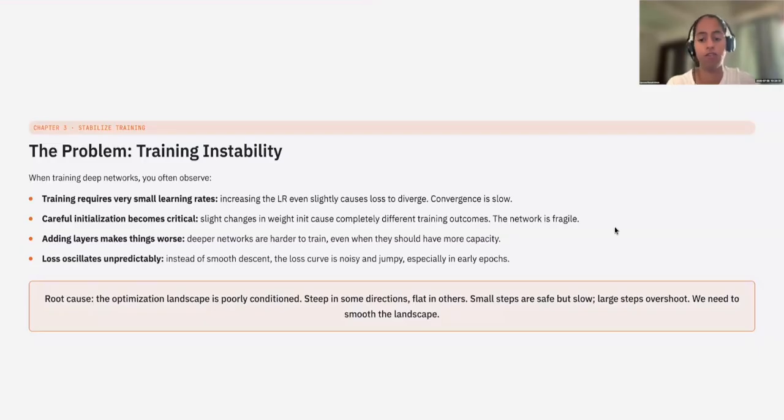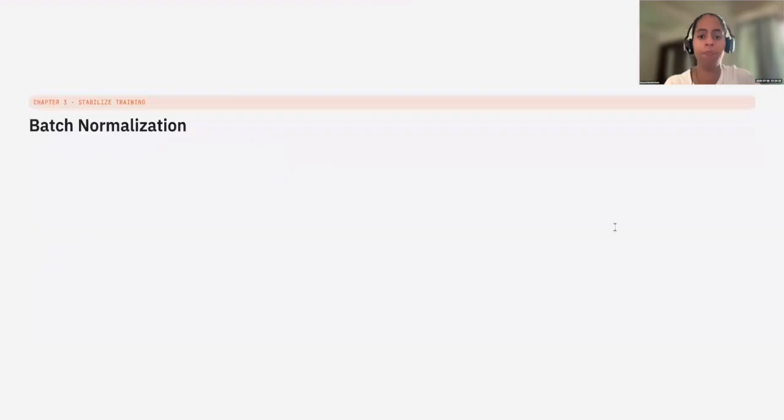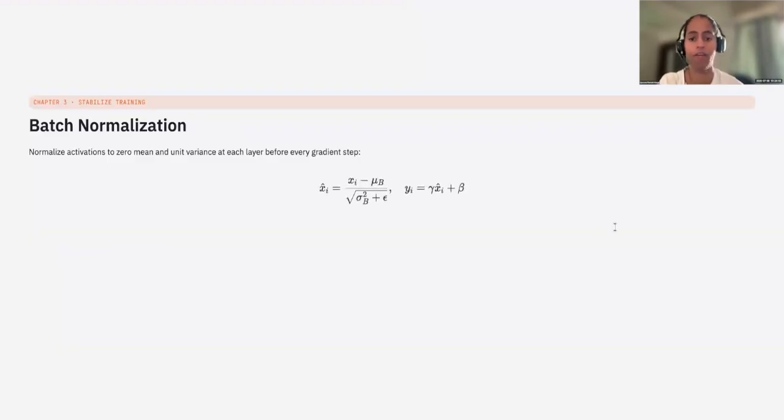And then the solution to this is that we need to smooth the landscape. This is done by normalization techniques, such as batch normalization. What batch normalization does is it normalizes the activations to zero mean and unit variance at each layer before every gradient step. So here you can see in the equation that we subtract the batch mean and divide by the batch standard deviation, plus some tiny epsilon to avoid division by zero.